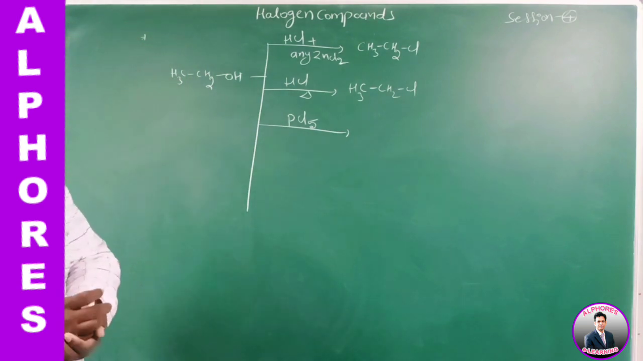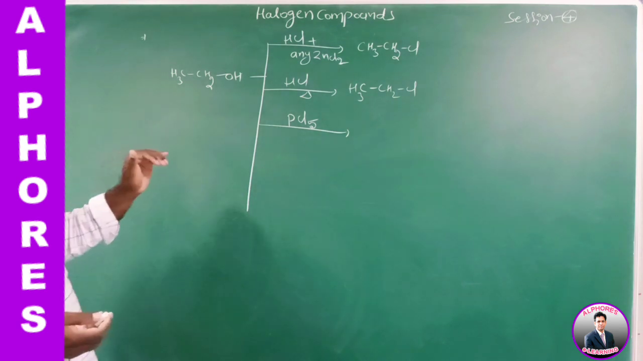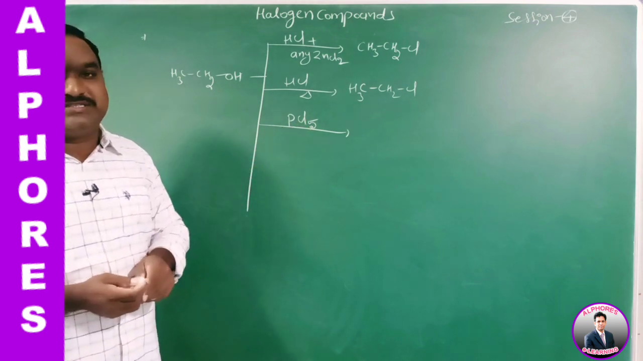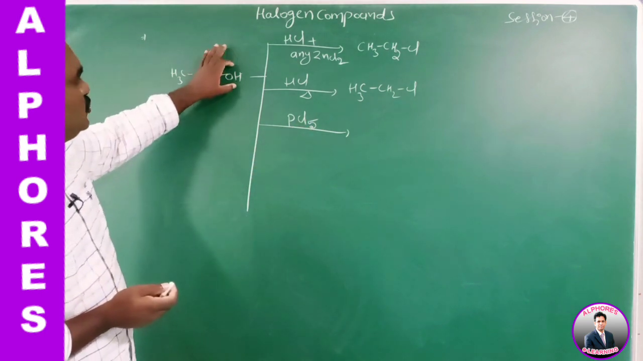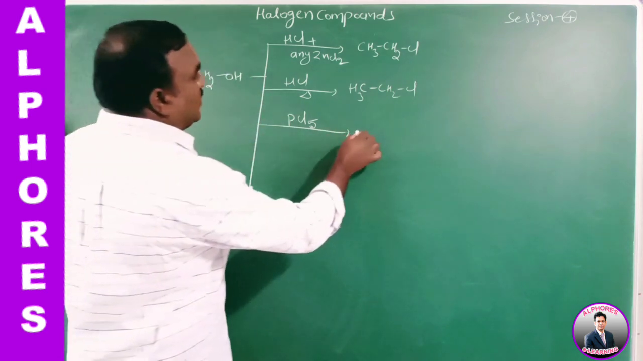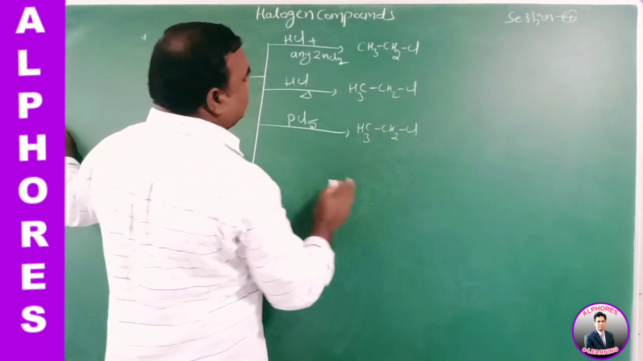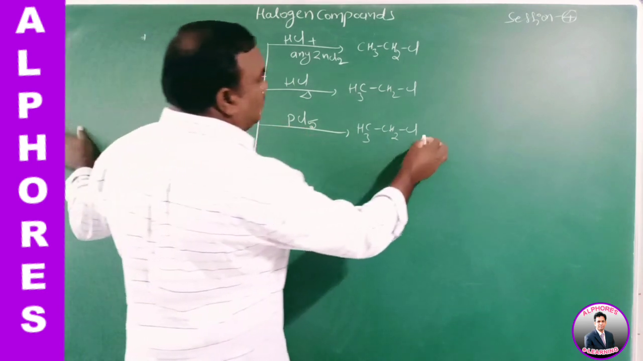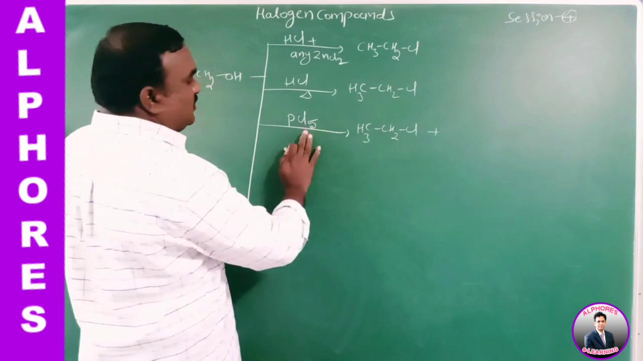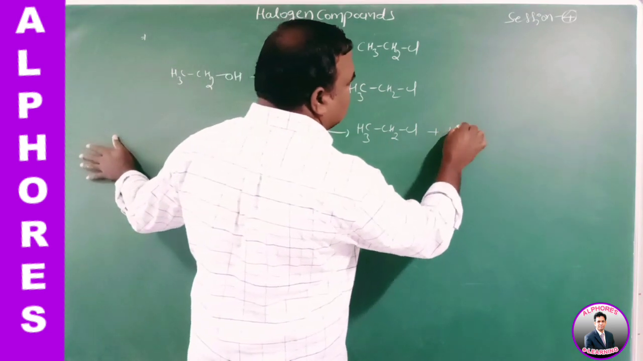Phosphorus pentachloride is given. When phosphorus pentachloride is given, here also the same thing, OH minus is replaced by Cl minus. OH minus group is substituted by Cl here. That means the formed product is an alkyl halide, CH3CH2Cl. Again, how many chlorines? Total number of chlorines is 5 here. One is here, remaining 4. Of the remaining, one reacts with H to form HCl.